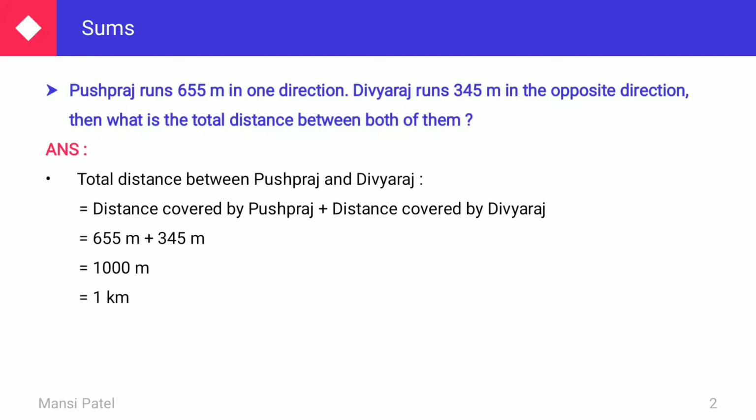But if the starting point is different, then what you have to do? You have to do the subtraction to find out the distance between them. If they mention that the starting point is different, then you have to do the subtraction. But if they do not mention anything like this in the sum, then you have to do the addition of both the distances.